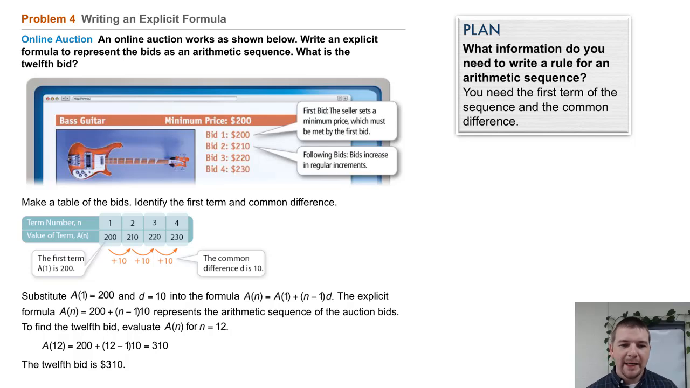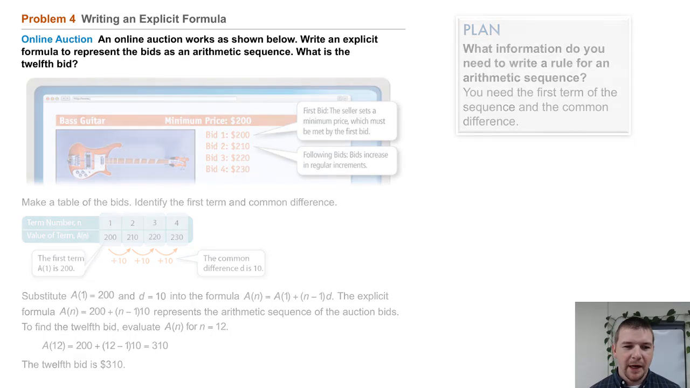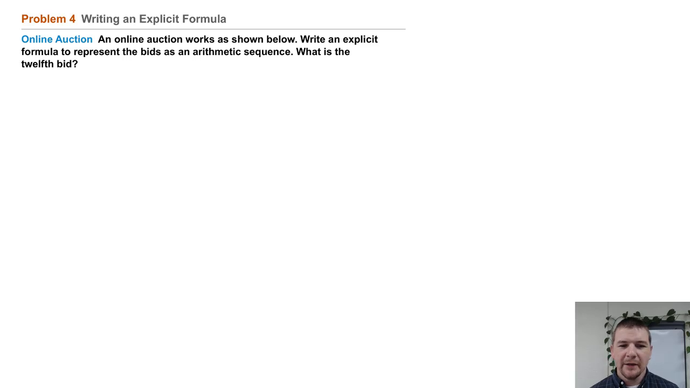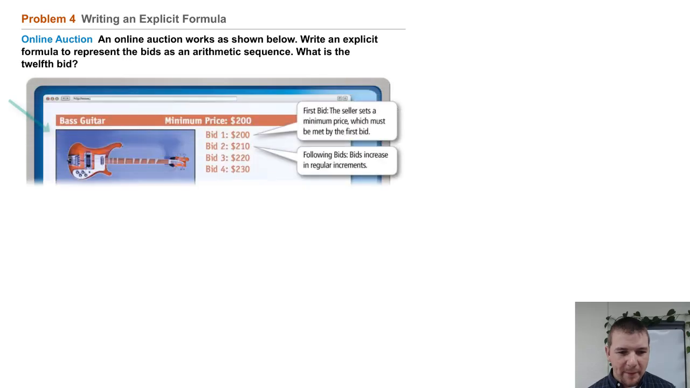Problem 4, writing an explicit formula. An online auction. An online auction works as shown below. Write an explicit formula to represent the bids as an arithmetic sequence. What is the 12th bid? Well, notice we have a bass guitar up for auction. The minimum price, or starting bid, was $200.